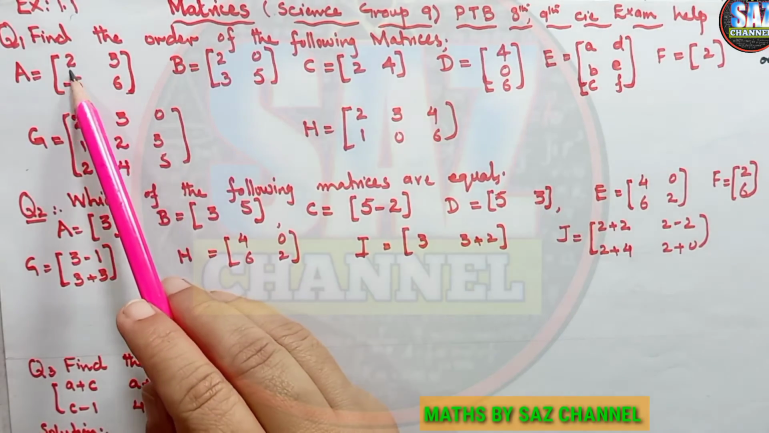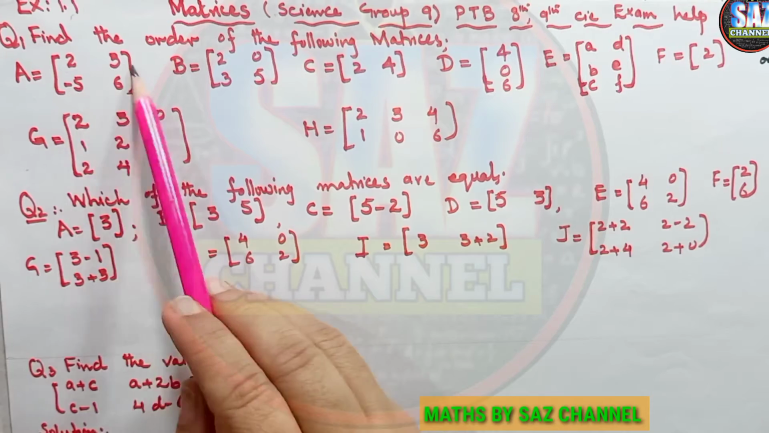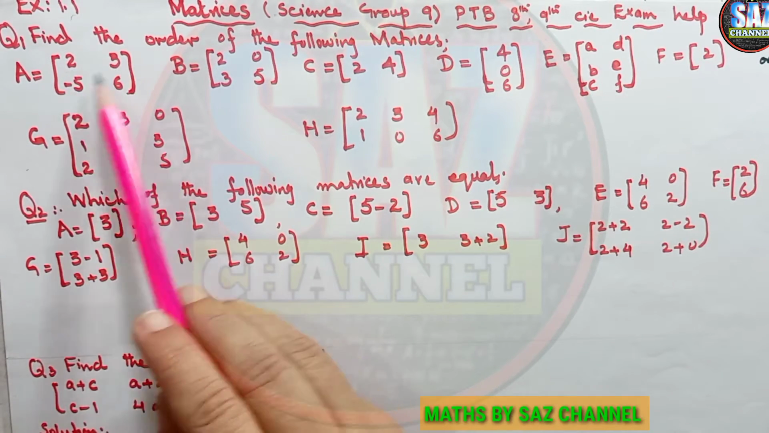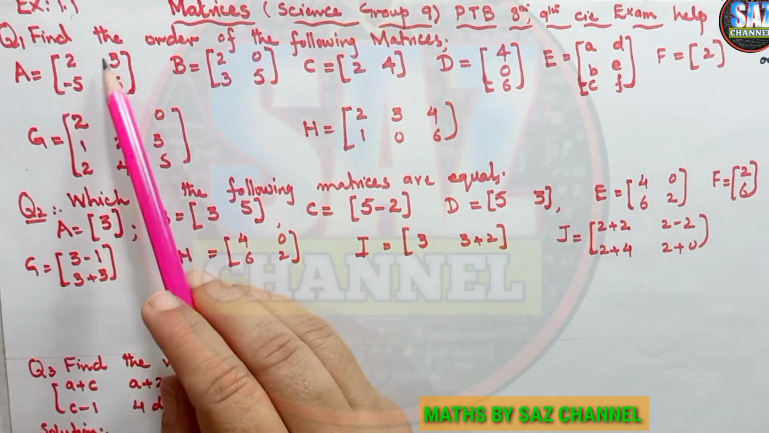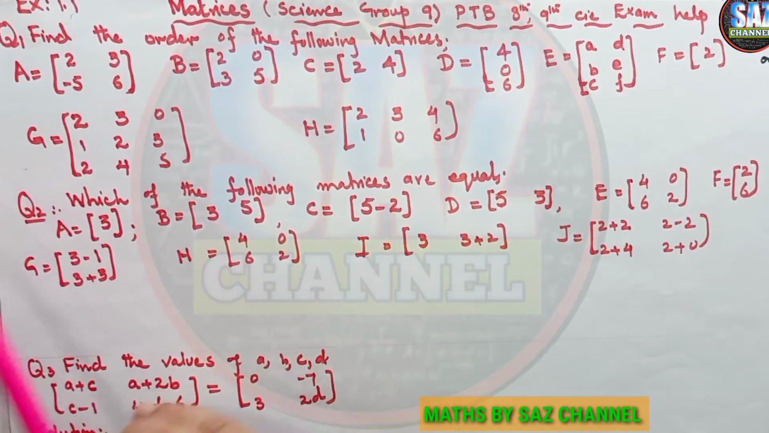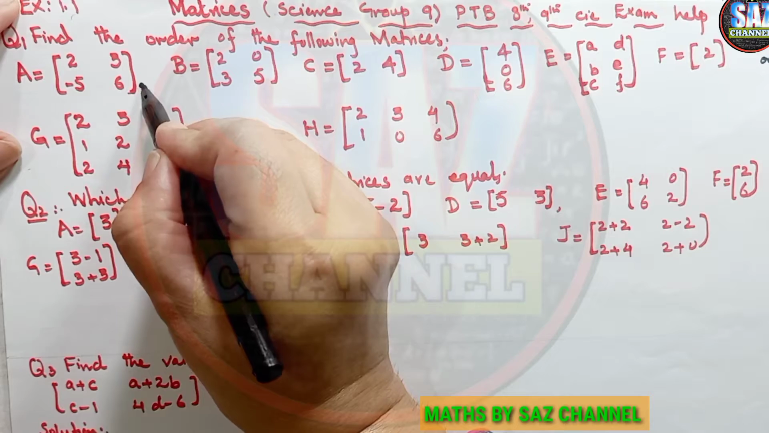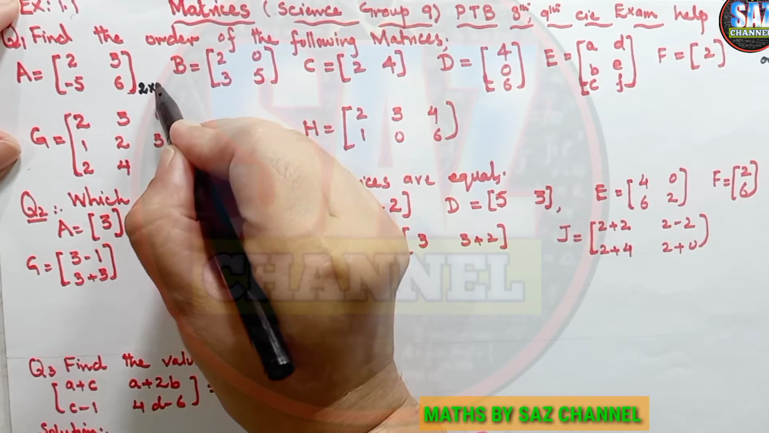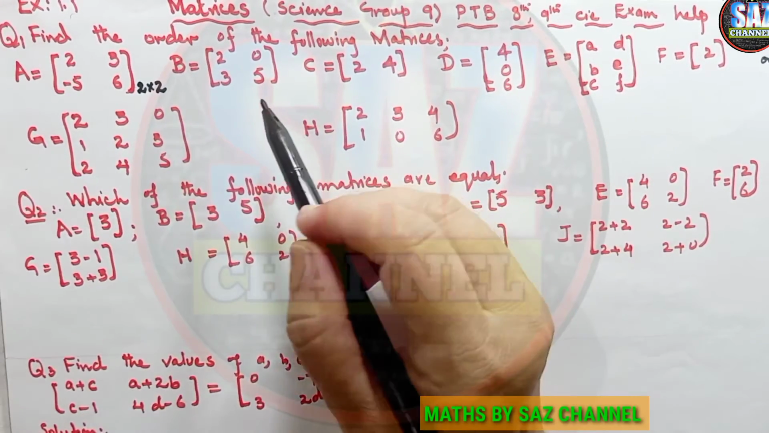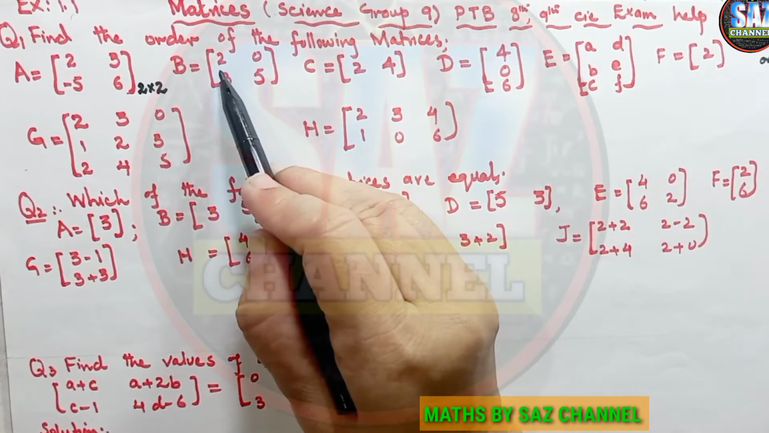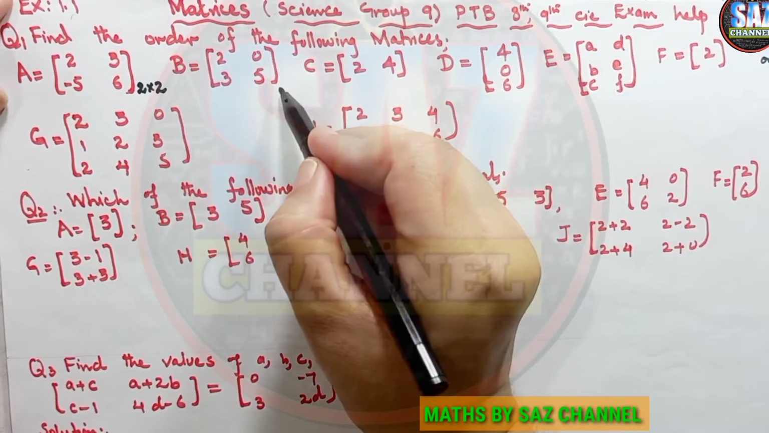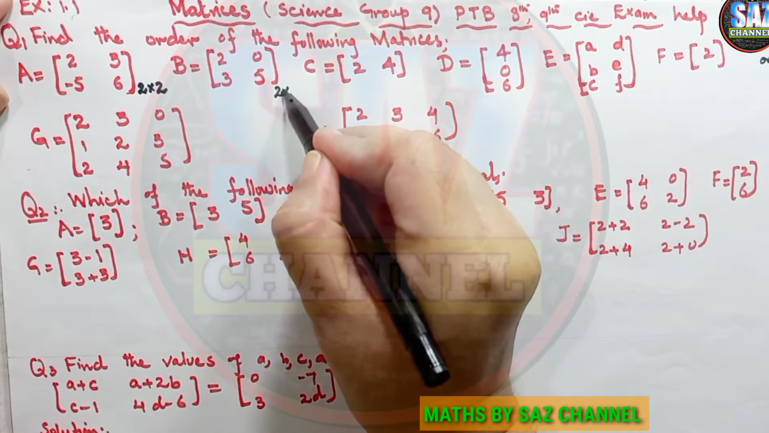If you look at the first matrix, it has two rows because rows move horizontally and columns move vertically. So it has two rows and two columns. So its order is 2 by 2. Coming to the second example, again 2, 0, 3 and 5. It has two rows and two columns. So order will be again 2 by 2.